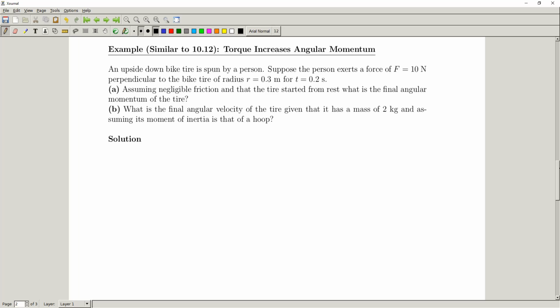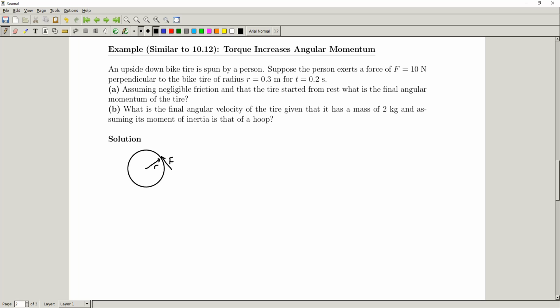In this example, we're looking at an upside down bike tire. We've looked at this a couple of times before. This upside down bike tire is being spun by a person. So we have a bike tire here, and somebody is spinning it, applying a force to it like this. The person exerts a force of 10 newtons perpendicular to the radius of the tire. So it's perpendicular. We're given the radius, and we're given the time over which this force is exerted on the tire. The person's always exerting this force perpendicular to that radius.